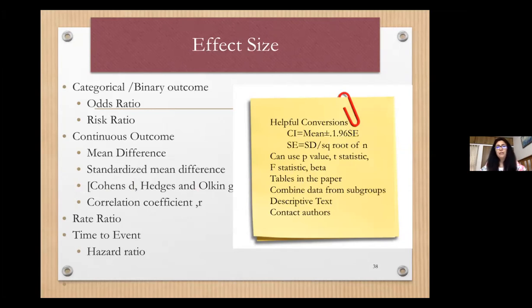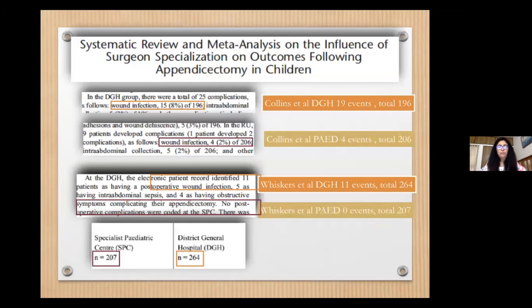Now, when you look at the papers, every study will not report an odds ratio or a risk ratio. If you've decided that your outcome is categorical and you want to report a risk ratio, then you have to convert the data which you extract from those papers into a risk ratio. Let's have an example of that. Here the authors wanted to report a risk ratio of wound infections after surgery compared among two groups. One group was general surgeons, the other group was pediatric surgeons.